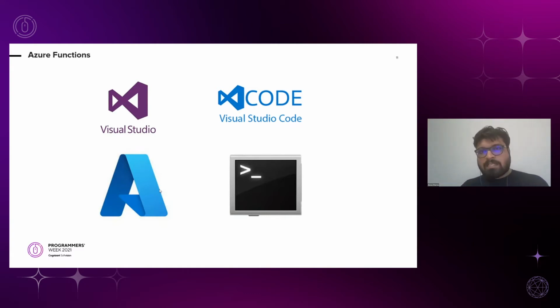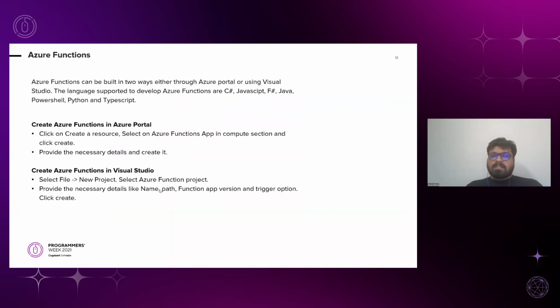You can log into the Azure portal and simply create an Azure function there. Azure also provides CLI commands, so you can create Azure functions using the CLI as well. Azure Functions are basically built in two ways, either using the Azure portal or Visual Studio.